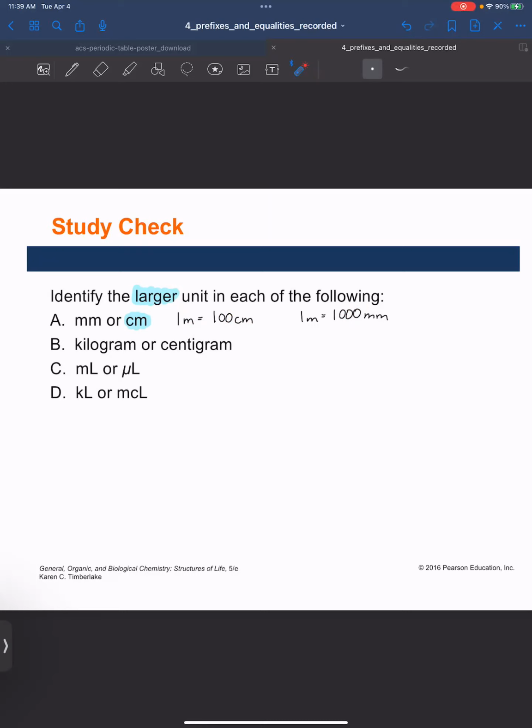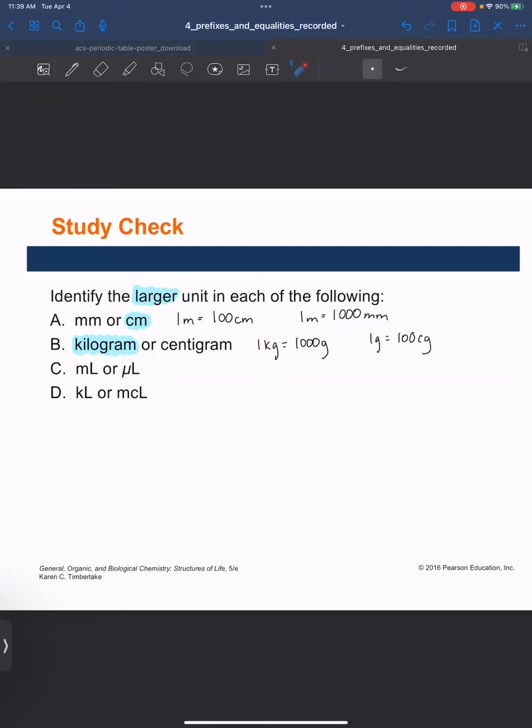All right, what about kilogram or centigram? Good, yeah, kilogram is definitely larger. It's one of the prefixes that makes things larger. For example, 1 kilogram is 1,000 grams, but 1 gram is 100 centigrams. So kilo is definitely the larger prefix, making it the larger unit.